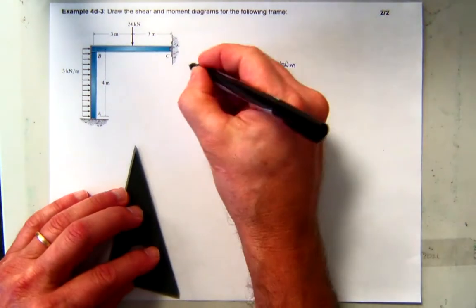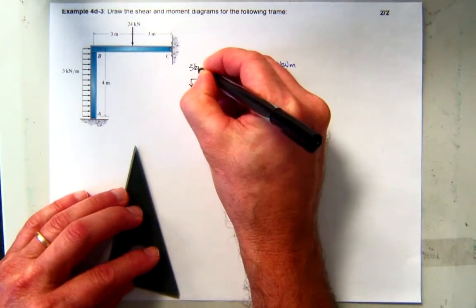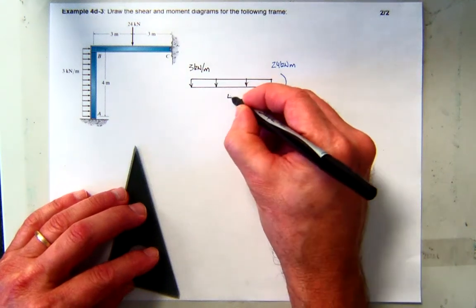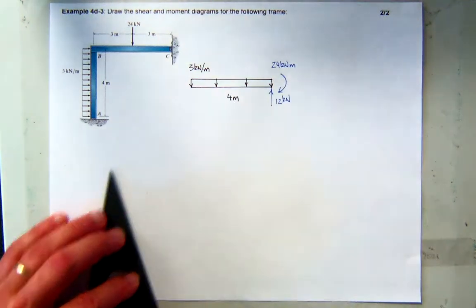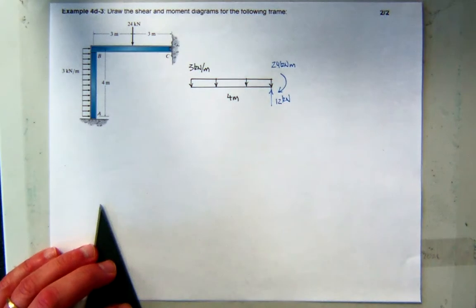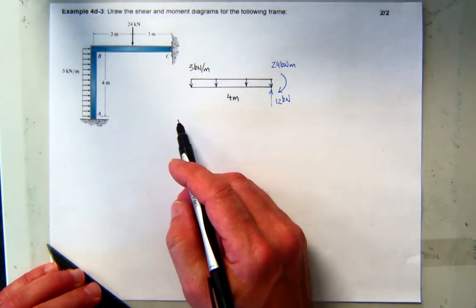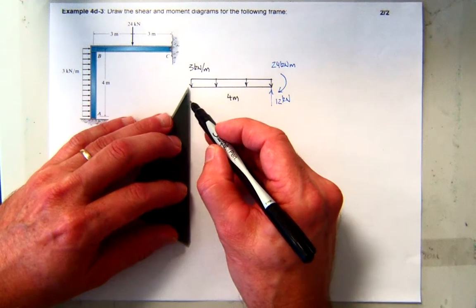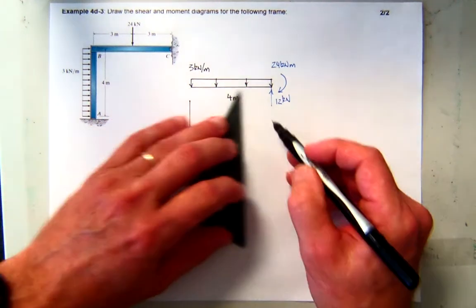Oh, I left this off. This was 3 kilonewtons per meter, and this was 4 meters total. So I think that's everything I need. I'm not worried about the axial force in this particular element, which was 16. I think that's it. So let's start with our template.